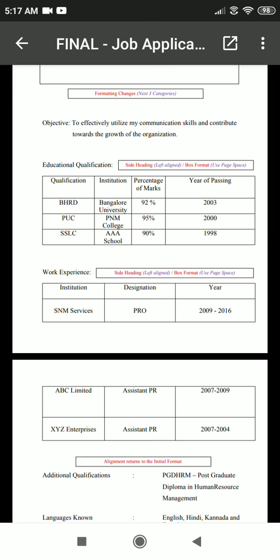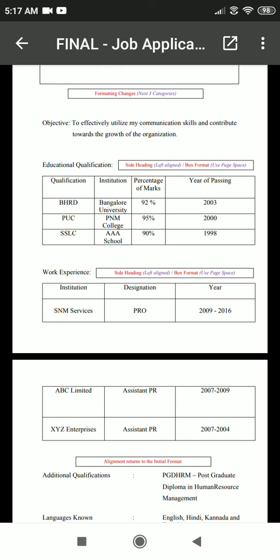Okay. Second line, the next qualification you have completed. It can be your PUC. After that, last is going to be the SLC. Make sure that you always follow this format. That's compulsory and necessary always. So after giving a heading of education qualification, you're going to create a box. In this box, you're going to write the qualification, institution, percentage of marks, and year of passing. And then the next line, a side heading, a left aligned box format.